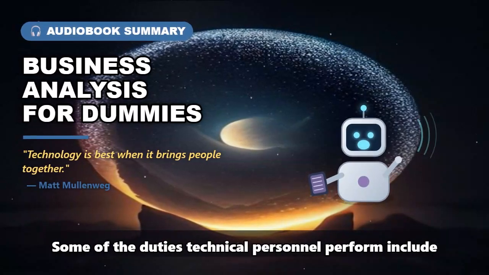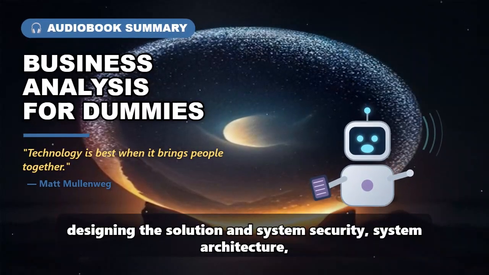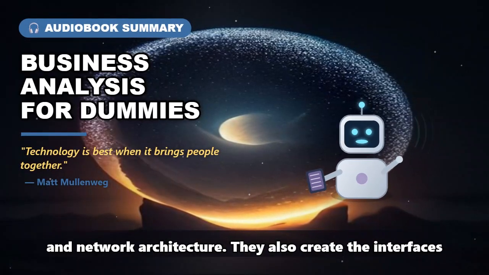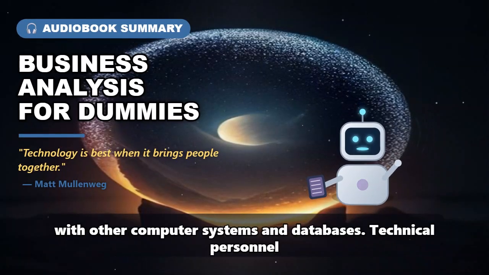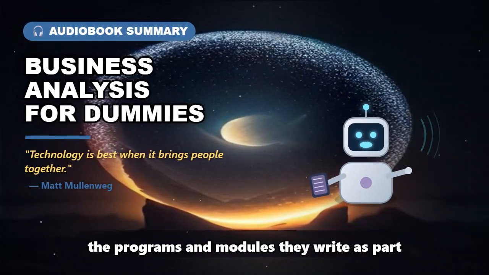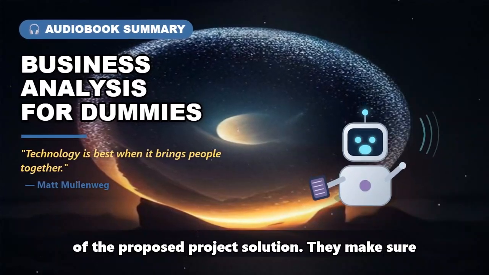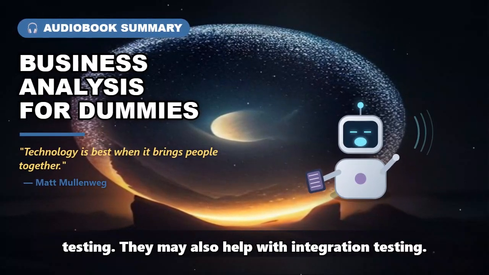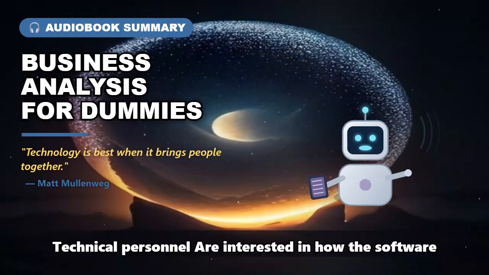Some of the duties technical personnel perform include designing the solution and system security, system architecture, and network architecture. They also create the interfaces with other computer systems and databases. Technical personnel also assist the testing effort by unit testing the programs and modules they write as part of the proposed project solution. They make sure the modules work well independently prior to integration testing. They may also help with integration testing.